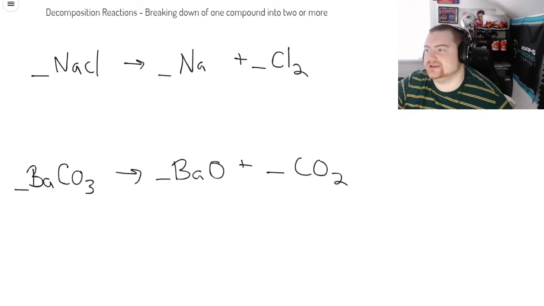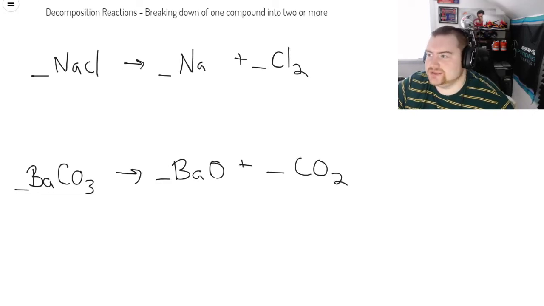Okay, welcome back. Today we're going to be talking about decomposition reactions. So a decomposition reaction is a reaction where we have the breaking down of one compound into two or more compounds. Essentially what's happening is we have one substance that's breaking apart into its elements. So we're starting with one reactant on the left, forming two or more products.